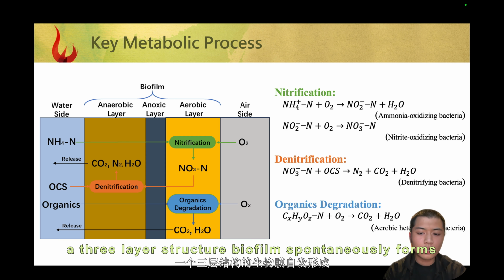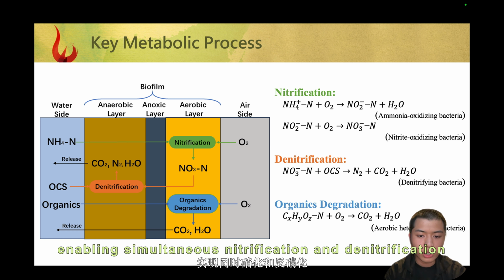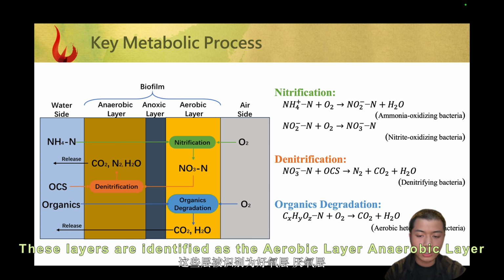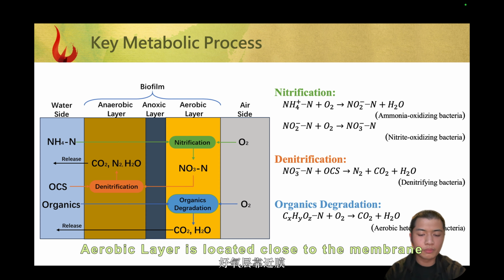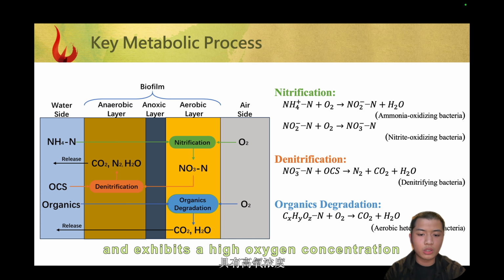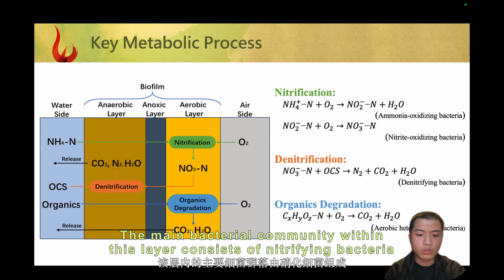During the working process, a three-layer structure biofilm spontaneously forms on the membrane, enabling simultaneous nitrification and denitrification. These layers are identified as the aerobic layer, anoxic layer, and anaerobic layer, respectively. The aerobic layer is located close to the membrane and exhibits a high oxygen concentration. The main bacterial community within this layer consists of nitrifying bacteria.